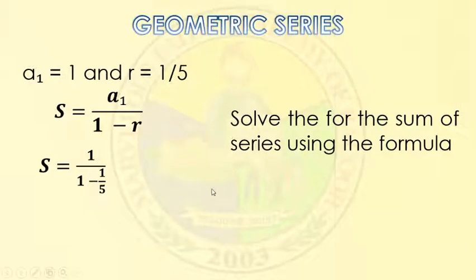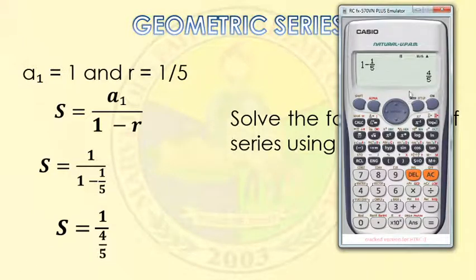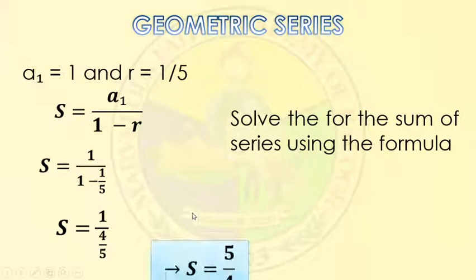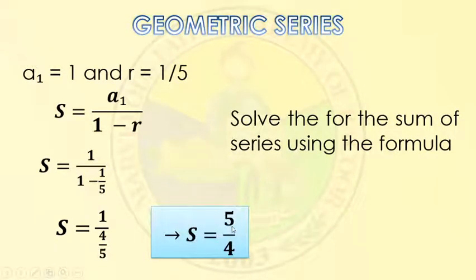Okay? And then next, yung nakuha natin kanina na difference ng ating denominator ay 4 over 5. Next naman is i-divide na natin si 1 sa 4 over 5. So we have 1 divided by 4 over 5. And the answer is 5 over 4. Ibig sabihin yan, yung sum ng ating series ay 5 over 4. Okay? So next example tayo, letter B.